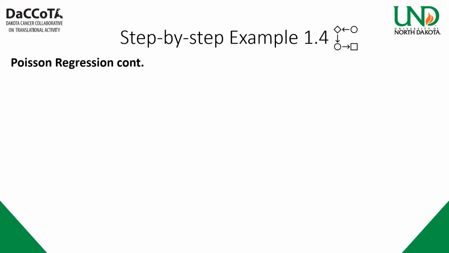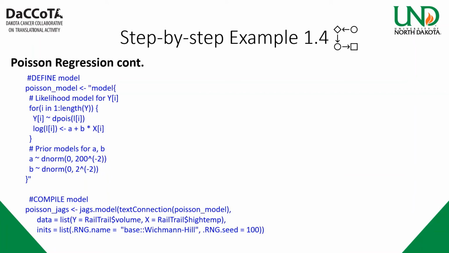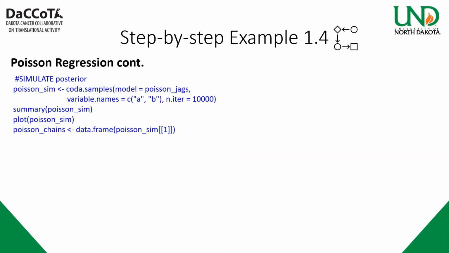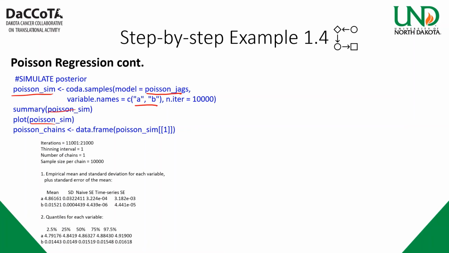So what this looks like for the simpler model, we have a likelihood model here, but now this is a little bit different because we have Poisson. So we're going to have this log transformation here, A, B, and X. Prior model is A and B. We'll compile our model using our X and our Y from the rail data set. Simulate it, make sure we're A, B, so these things are all changing. We'll plot, summary, and then set these in as a data frame to be able to plot it in a ggplot later.